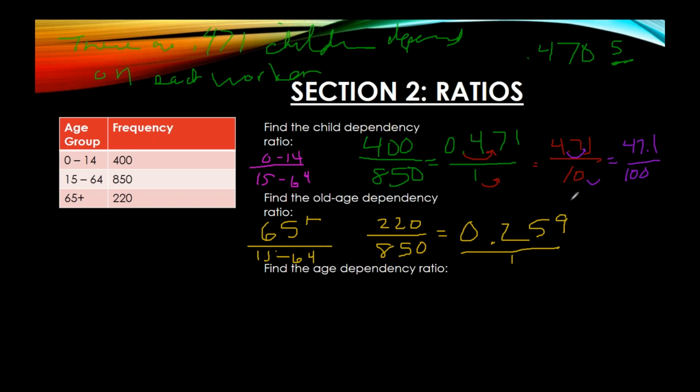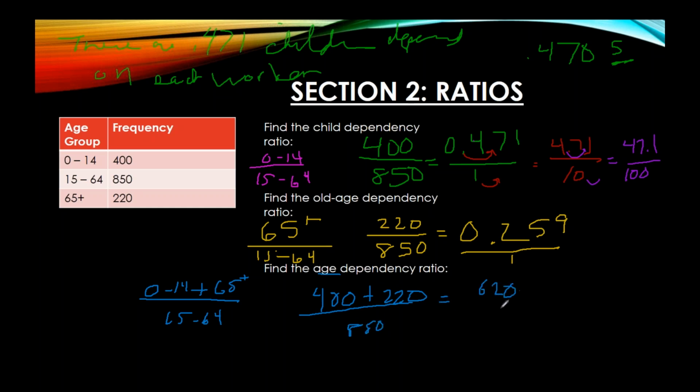And then we get into age dependency. So this is where we take the children and then we add the old people and divide it by the working class. So I have 400 children plus 220 oldies, and I have 850 workers. Well, that gives me 620 over 850.